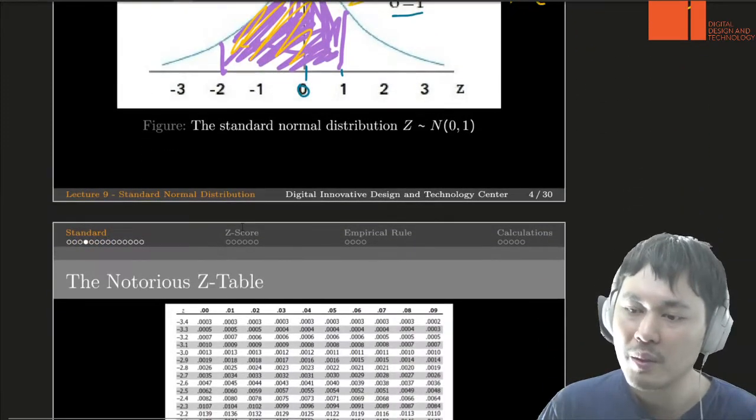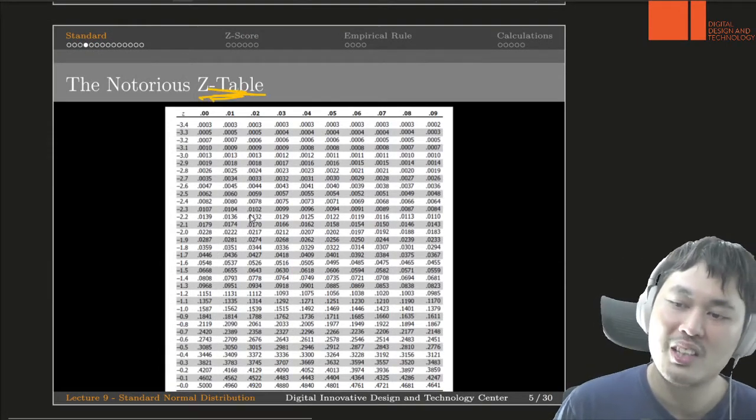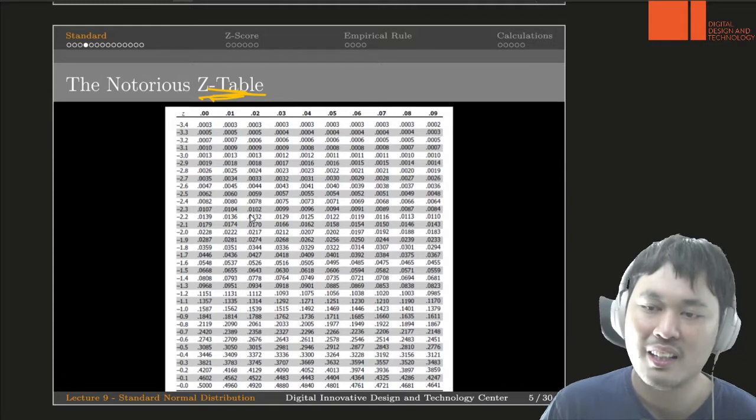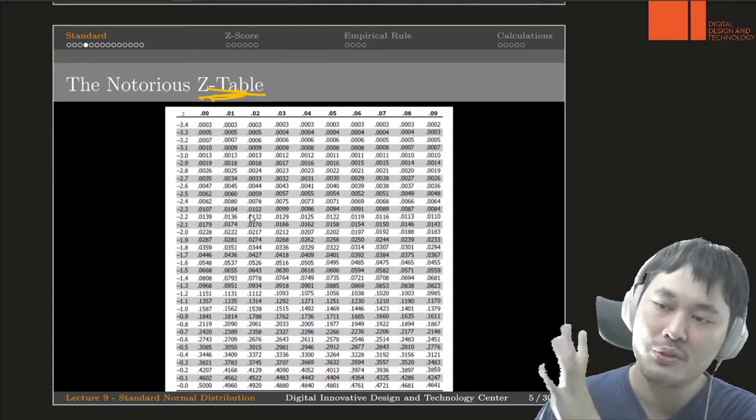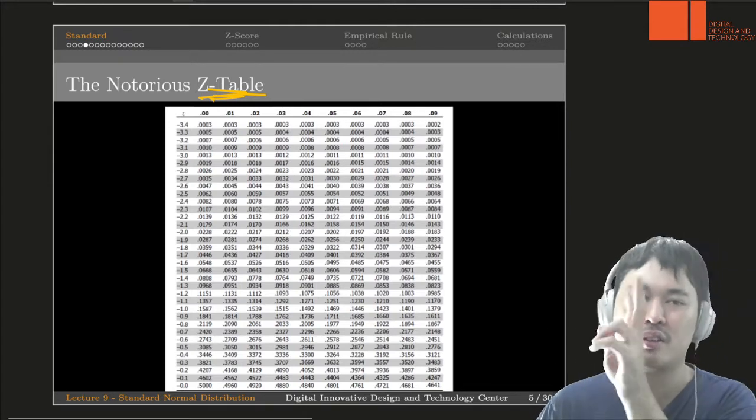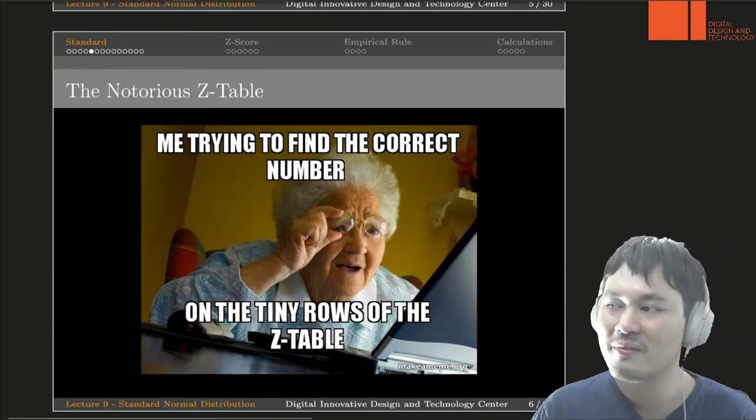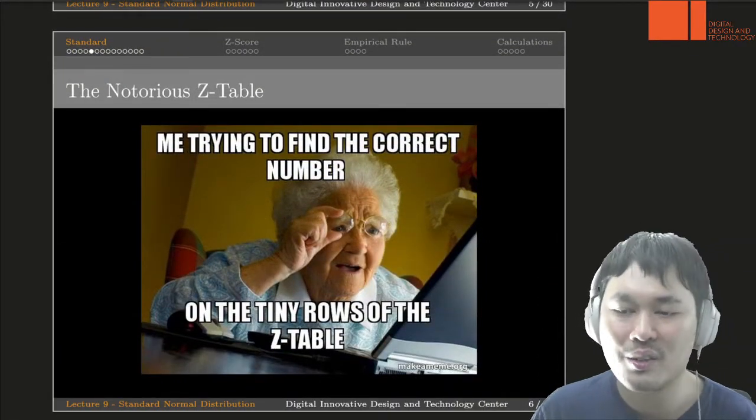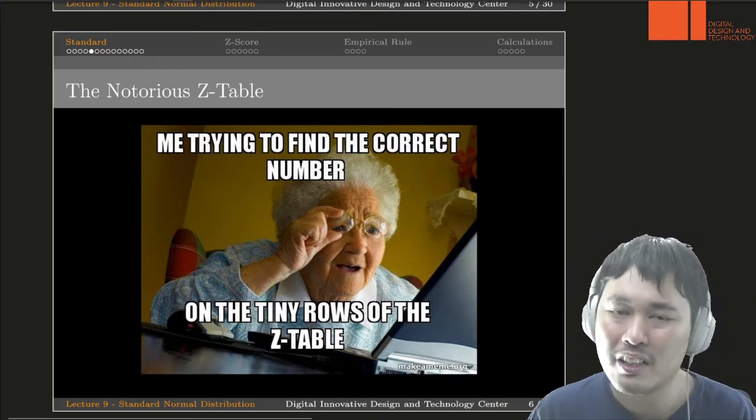The tool people used before is this kind of table, the Z table. If you Google the Z table now, you get this nice, marriage-table-looking table. This is what we used to use, even 30 years ago, 20 years ago. That table is so large that you have to squint your eyes to see the tiny rows, the tiny entries of that table.